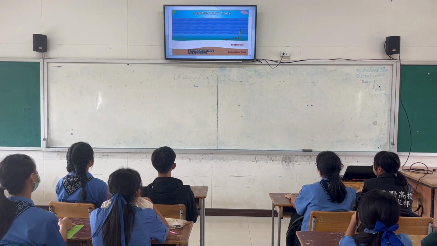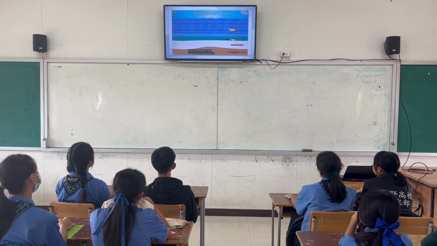Now sedimentary rocks. They're formed when sediment compresses. Sediment is comprised of tiny rocks.